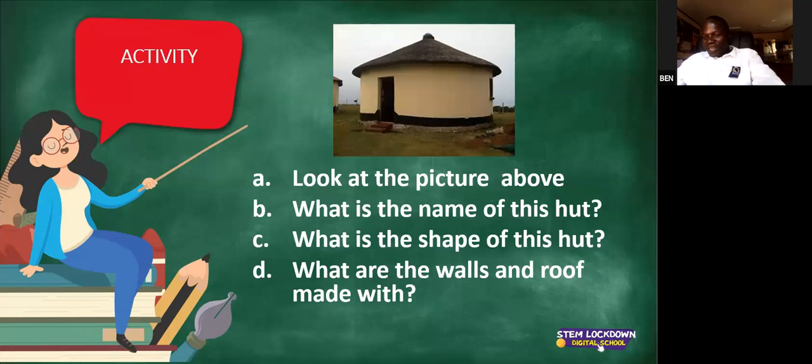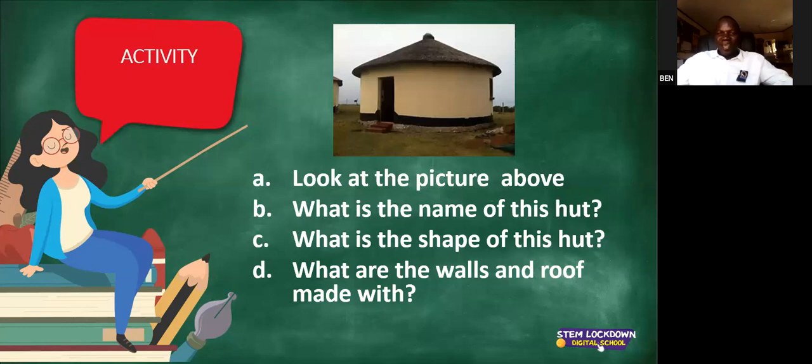All right, let's come to number D. What are the walls and roof made with? Let's start with the walls. The walls are made with mud, correct? Yes, for free. Mud, you get it wherever you go. It's a natural thing, you don't buy it. And then the roof, the roof is made from what?